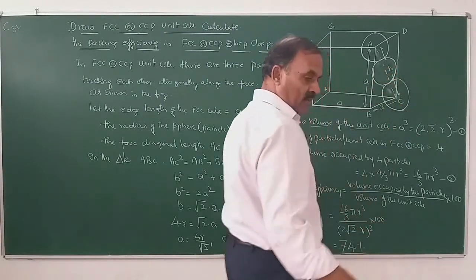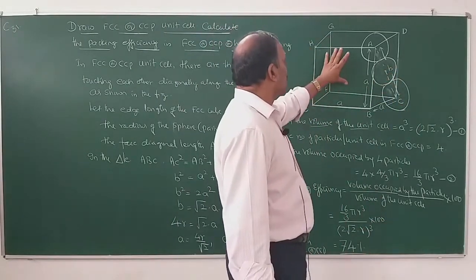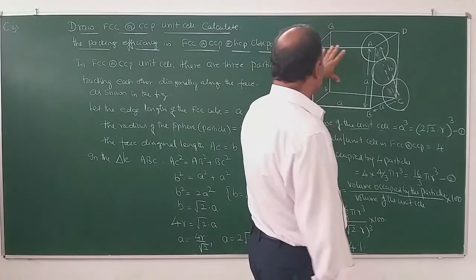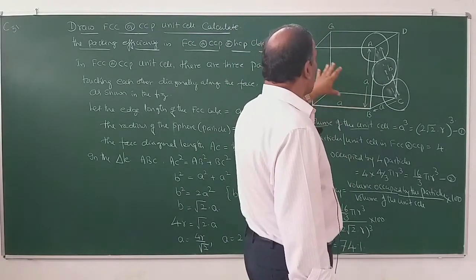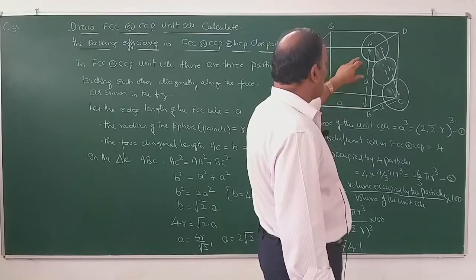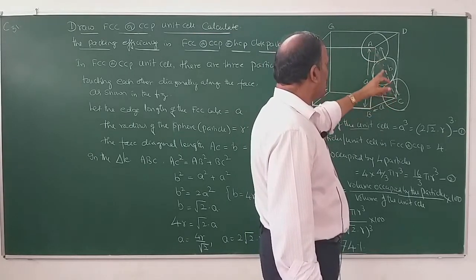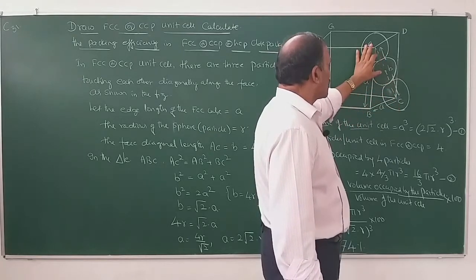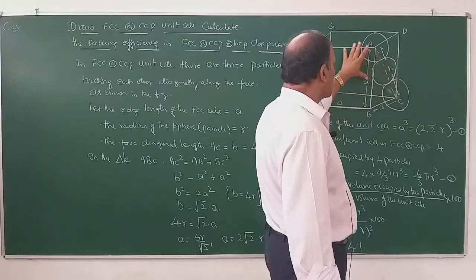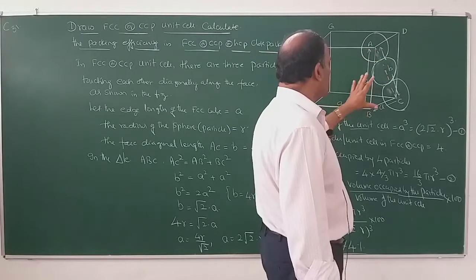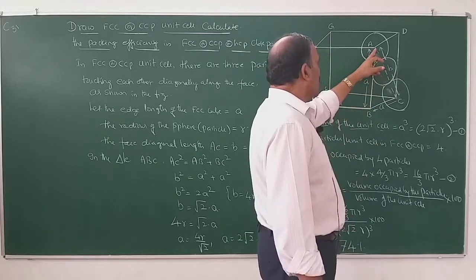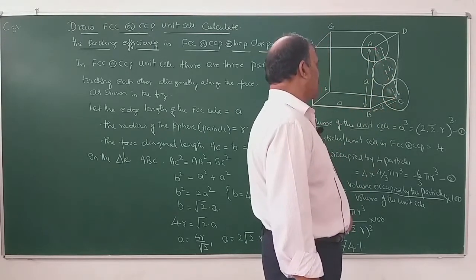For this one, you have to write the unit cell of FCC. In FCC, there are 3 particles touching each other diagonally along the face. You have to consider only these 3 particles. Other particles I have not mentioned here. So this is the face diagonal length.